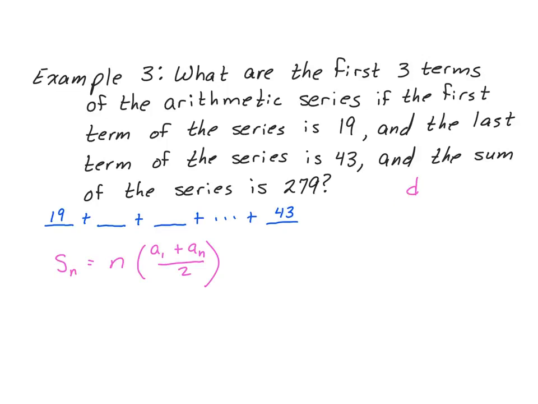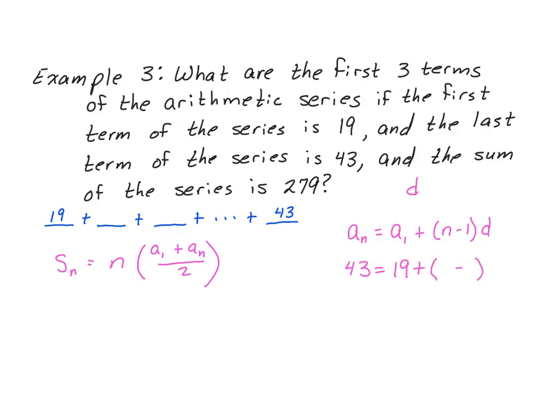We get d from the arithmetic sequence formula, which was a sub n equals a sub 1 plus n minus 1 times d. All right, so d is our unknown. That's what we are going to be finding here. All right, so a sub 1, that's our first term. We know that one is 19. A sub n, that's our last term, which we know is 43.